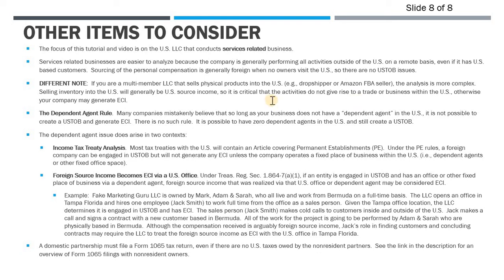Now, this rule here, the dependent agent rule, comes up a lot more in a treaty context, but I see a lot of practitioners state that as long as your business doesn't have a dependent agent in the U.S., it's not possible to create a U.S. trader business. And that's just not true. There's no such rule that says that. If you have a dependent agent, you almost certainly have a USTOB, but it's definitely possible to have a U.S. trader business without any dependent agents in the U.S.